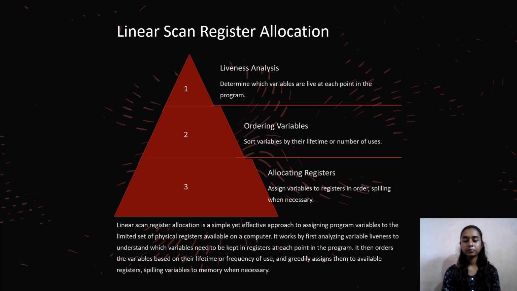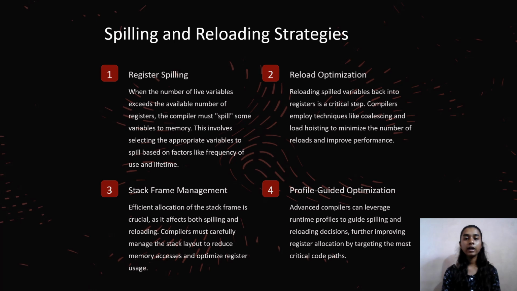Spilling and reloading strategies. The first is register spilling. When the number of live variables exceeds the available number of registers, the compiler must spill some variables to memory. This involves selecting the appropriate variable to spill based on factors like frequency of use and lifetime.